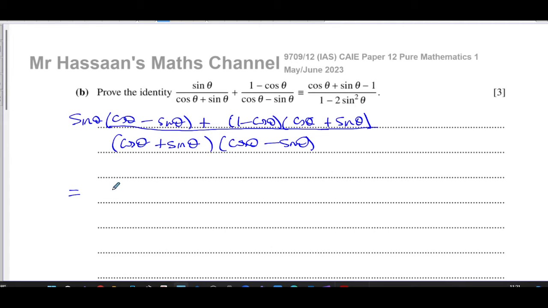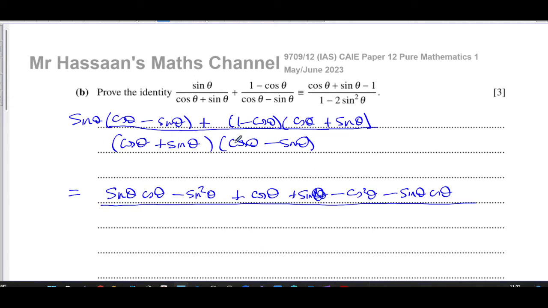if I expand this, I'm going to have sine theta times cosine theta minus sine squared theta. Then I'll have plus, when I expand this, 1 times cosine theta, which is cosine theta, and 1 times sine theta, which is plus sine theta. Then minus cosine theta times cosine theta is minus cosine squared theta. And minus cosine theta times sine theta is minus sine theta cosine theta. And that's over, if I expand the denominator, it's like a difference of squares, which will give me cosine squared theta minus sine squared theta.